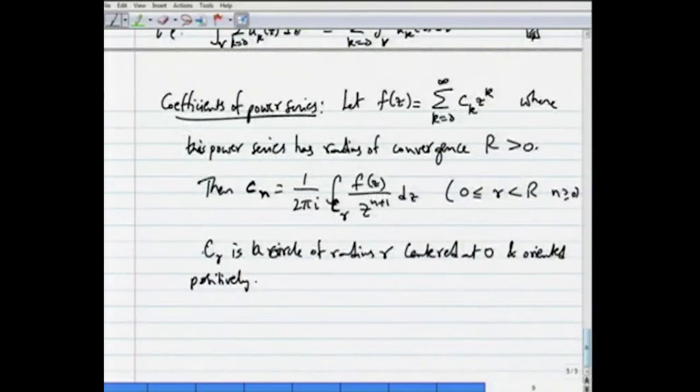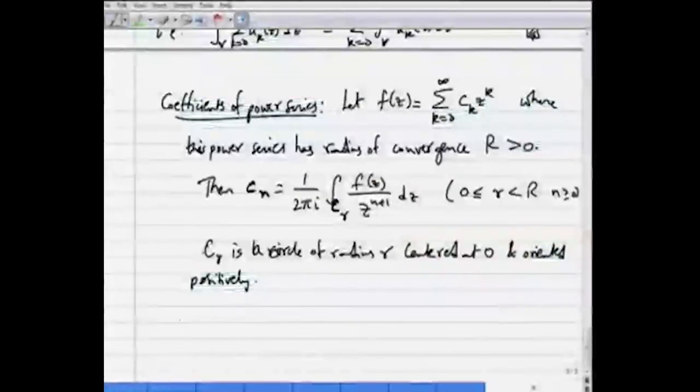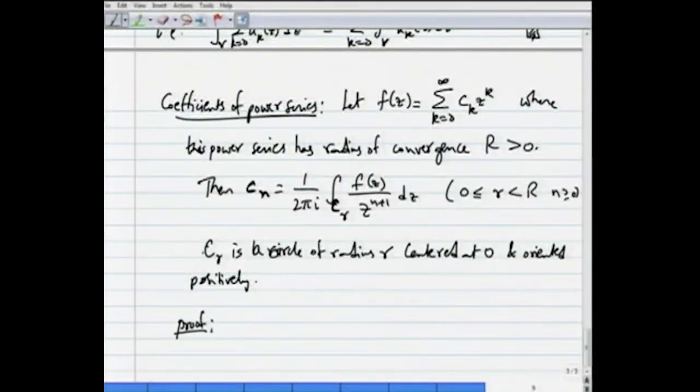So, this tells us that if you take a power series which has positive radius of convergence, then its coefficients, or its constants, are unique, and there is a specific formula for that constant. The constants are given by c n equals 1 by 2 pi i, the contour integration of f of z divided by z power n plus 1 over the contour C r, where C r is a circle of radius little r, strictly less than the radius of convergence, and it is oriented positively. So, let us see the proof of this little lemma. And it goes as follows.